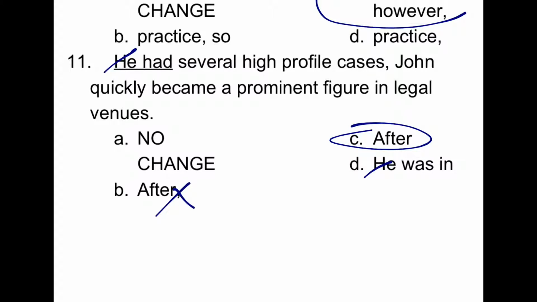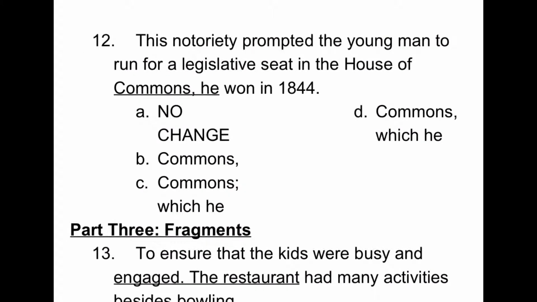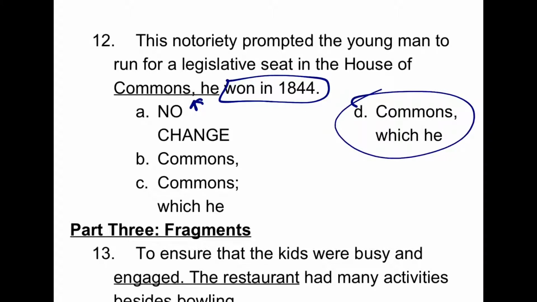We don't need this extra comma after. Number 12, this notoriety prompted the young man to run for a legislative seat in the House of Commons, comma, he won in 1844. So this comma, joining together two complete sentences, is a splice. If we change that and get rid of he, won in 1844 does not correctly describe what came before. D is the best choice, turning this into a relative clause with the pronoun which.